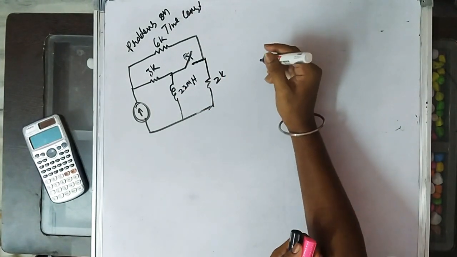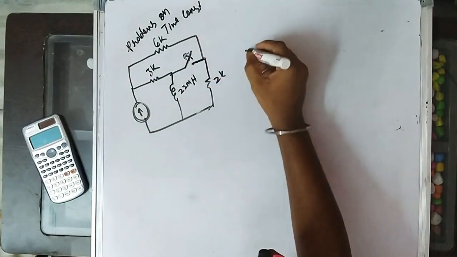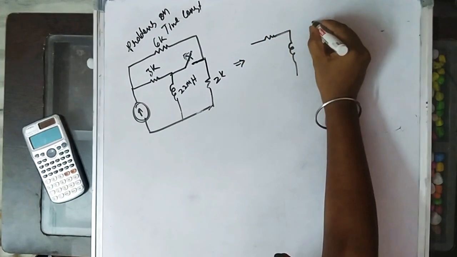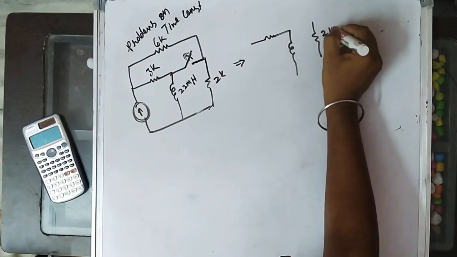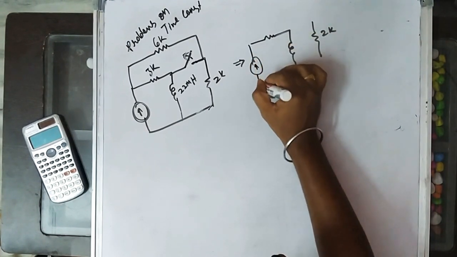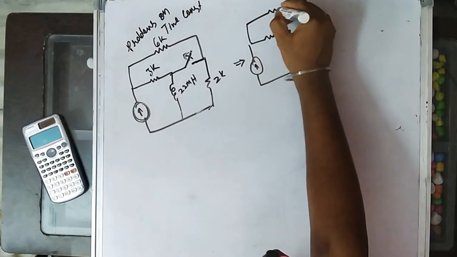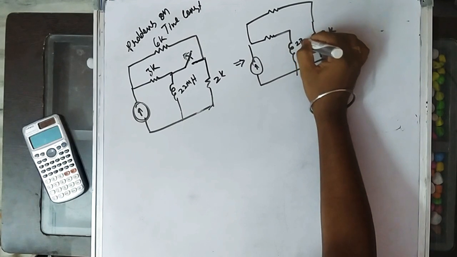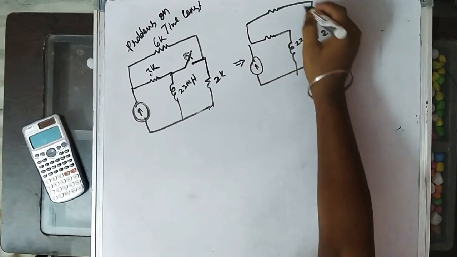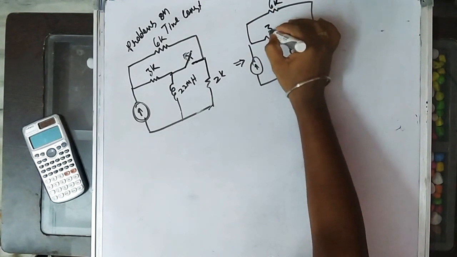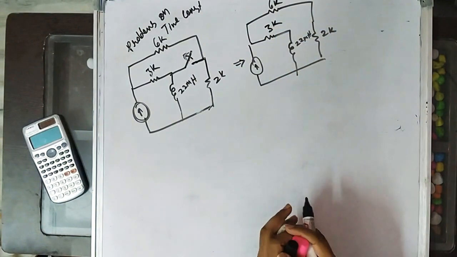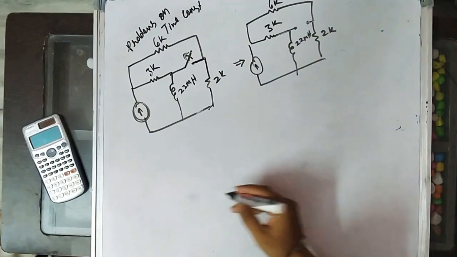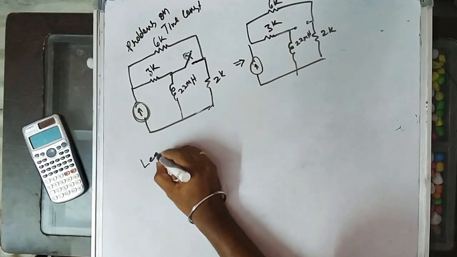After removing this switch, how does the circuit become? You remove that switch and the circuit becomes like this. Is that correct? This is 2 millihenry, this is 2K, 6K, this is 3K. Now I removed that switch here. What do we need to find? We want to find L equivalent.